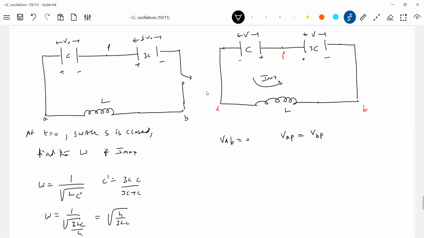What is VAP? Potential difference. So there'll be some charge, no? In this. So what is the charge? CV. It will be Q by C. So calculate the potential difference across this one, VAP, then VBP. Let V be the potential difference we are taking.